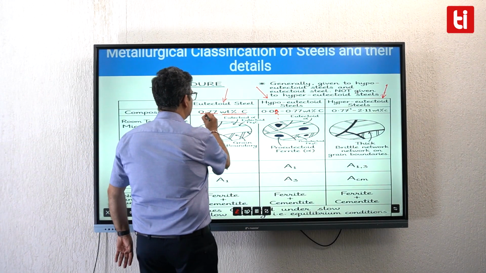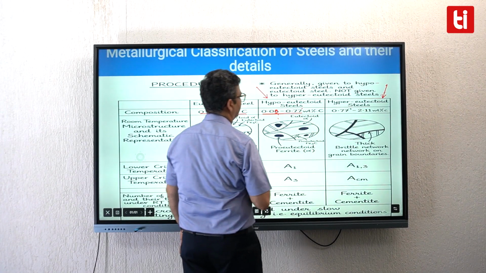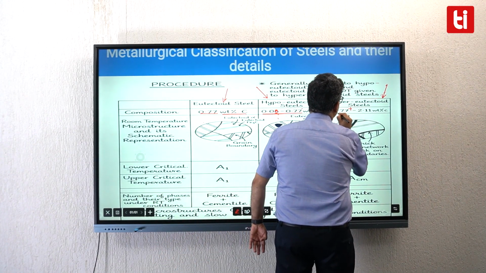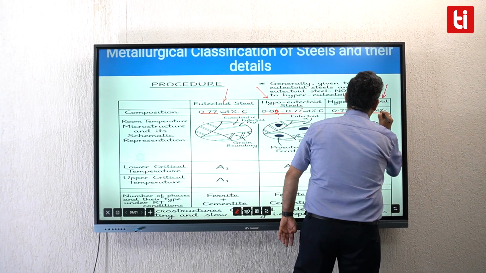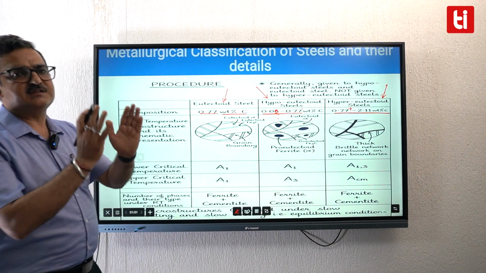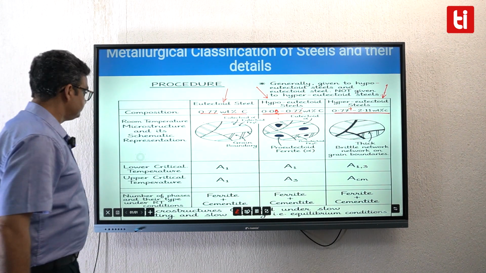So 0.02 to 0.77 is slightly less than that, and this is slightly more than 0.77, and steel's maximum carbon content is still 2.11. So 0.77 to 2.11, this is the third category called hypereutectoid steels.